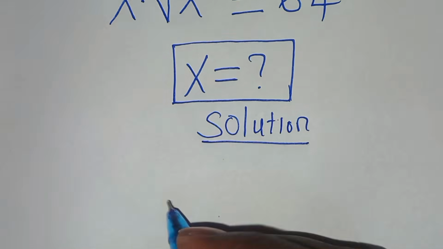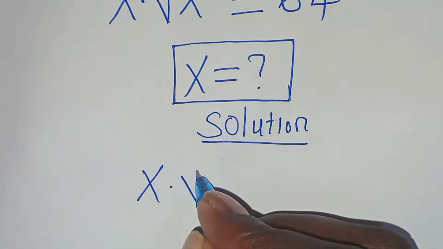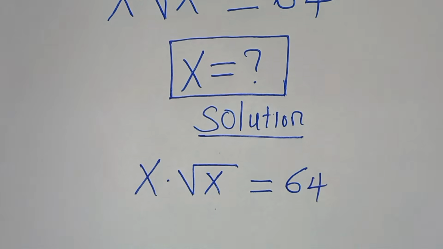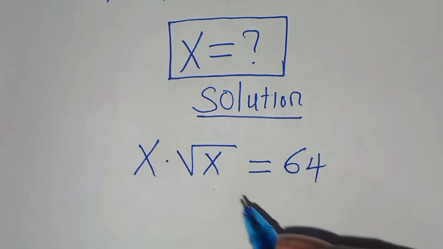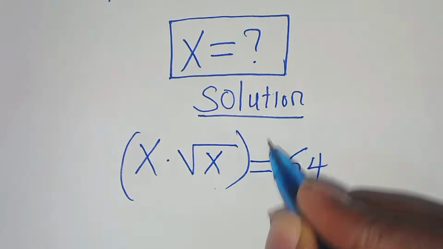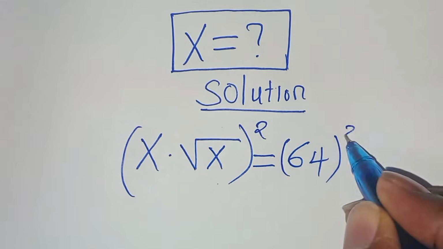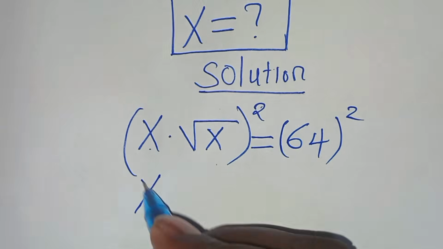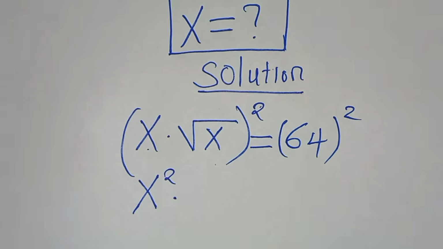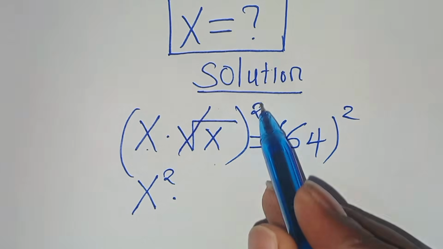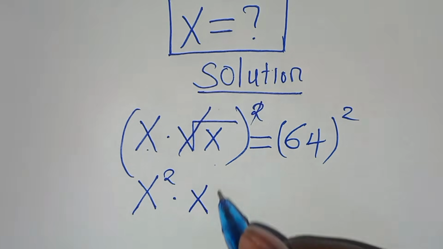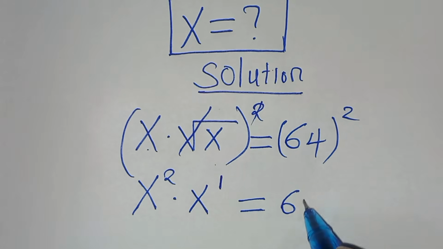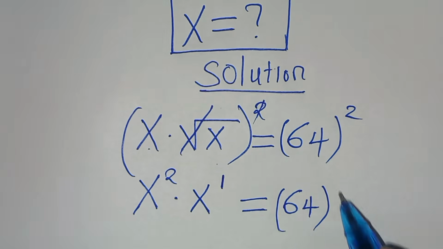Now we have x multiplied by square root of x. This is equal to 64. The first step to do here, let's square both sides, so that now here we have x to the power of 2 multiplied by, we eliminate the square root sign here, so times x, which is x raised to the power of 1. This is equal to 64 raised to the power of 2.